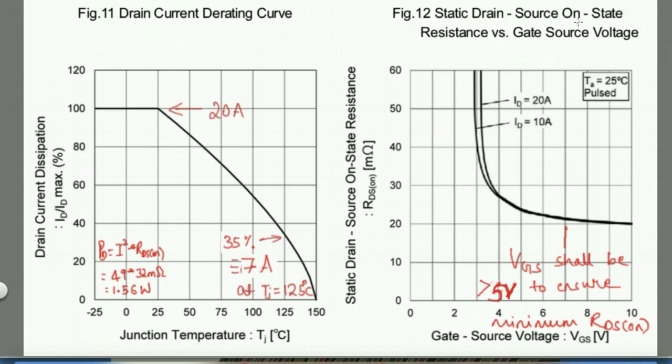Figure 12 provides the static drain source on state resistance versus gate source voltage. Below a gate source voltage of 5 volt, the RDS(on) is exponentially higher, and for making sure of a completely turned on MOSFET and low conduction losses, the gate source voltage shall be greater than 5 volt.